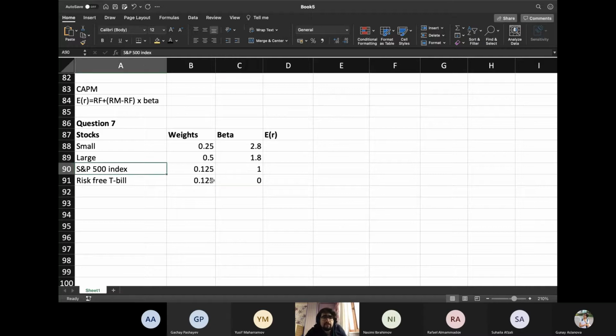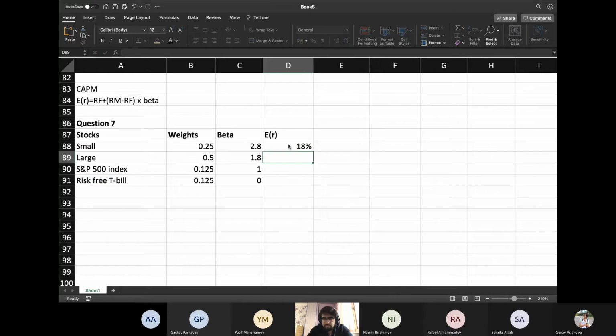But the S&P 500 index is our benchmark. So therefore, it is the market rate. Also, because it indicates the market, its beta is 1. And they are the stocks relative to the S&P 500 index. Returns: 18%, 13%, 9%, and 4%.